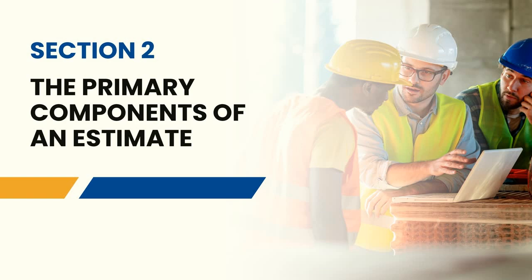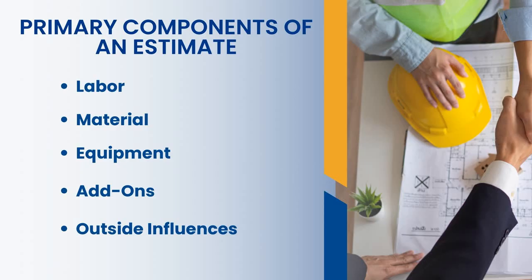Section 2, the primary components of an estimate. So we talked about categories. Now, in these categories, we have different components. We have labor, material, equipment, and then we're going to have something that we're going to refer to as add-ons. And then I want to talk a little bit about outside influences.